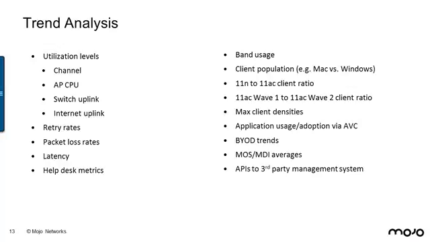And then application usage adoption, and you can get that again through ABC, the application visibility that's built into our system. In BYOD trends, what type of device you're getting, and then keeping track of your MOS and MIDI averages, so you can keep that. And again, there you would look into it if you have Lync or Skype for Business, and other systems too.